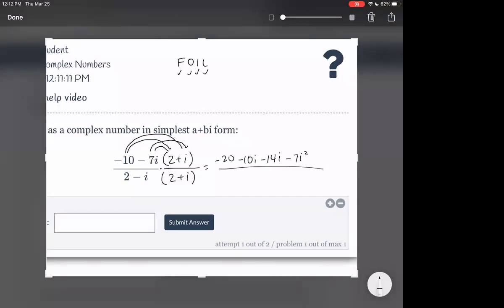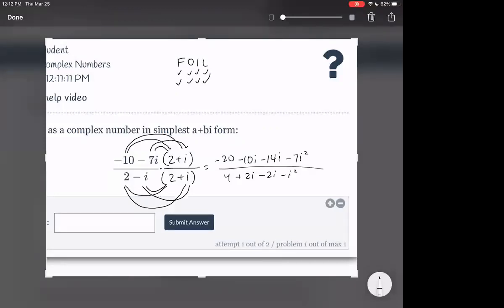Same thing for the bottom. First, outer, inner, last. Let's start with first: 2 times 2, 4. The O stands for outer, so 2 times i is plus 2i. The I in FOIL stands for inner, so it's minus i times 2, so it's minus 2i. And the L in FOIL stands for last, so that would be the negative i times the i, which would give you minus i squared. So we just FOIL the top and bottom.